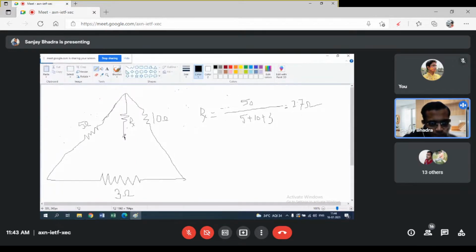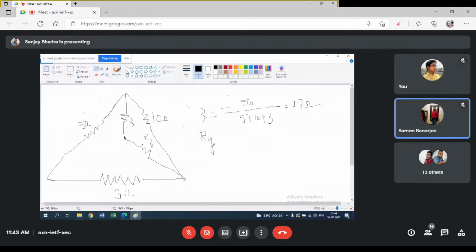Now we have to find this one also, in a similar way. Let's say this is Ry. What would be the value of Ry? So 3 into 10 by 5 plus 10 plus 3. What would be the calculation value? This is 2.7, not 27. So it's 1.66.